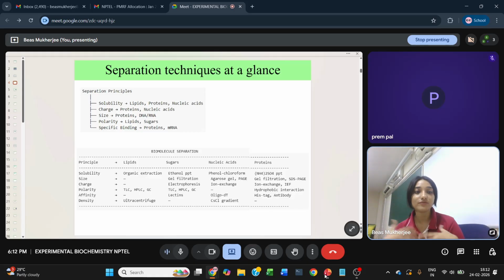Now we have all of these at a glance. We'll look at them once again and brush them up. Separation principles based on solubility: lipids, proteins and nucleic acids are separated based on solubility. Then charge.